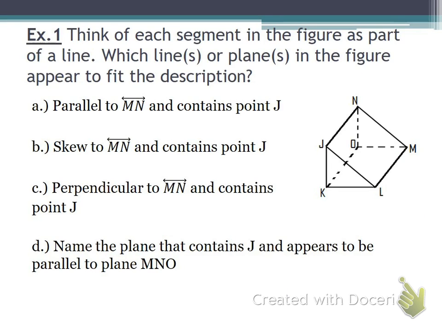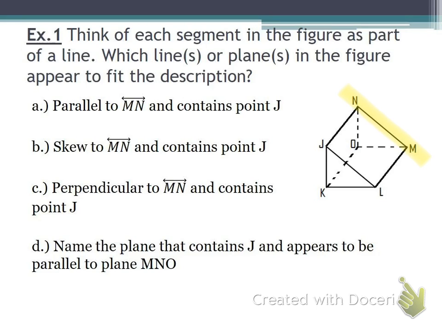All right, first exercise down at the bottom. Think of each segment in the figure as part of a line. Which lines or planes in the figure appear to fit the description? First up, we want parallel to MN. So I'm just going to highlight that line, MN, and contains point J.